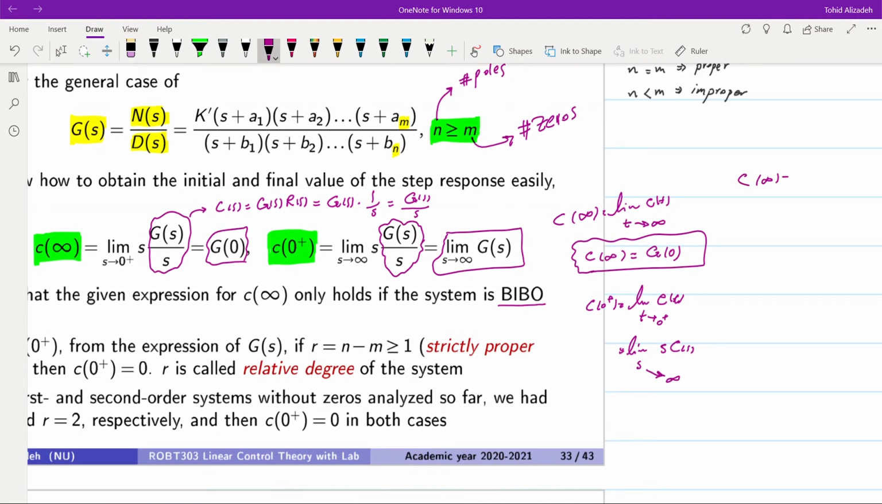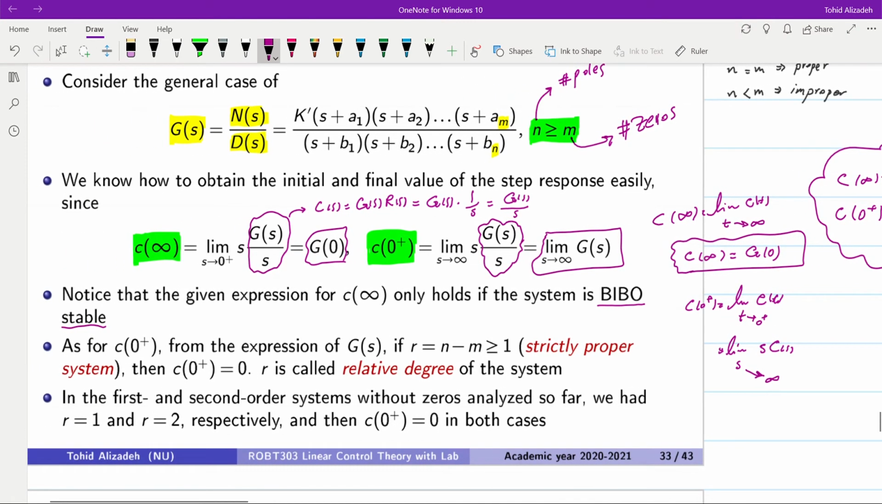Okay, so we can summarize that. C at infinity will be equal to G at 0, and c at 0 plus will be equal to G at infinity, or the limit of G of s as s goes towards infinity. So we can have this information for a system of any order: a first order, second order, and higher order system.